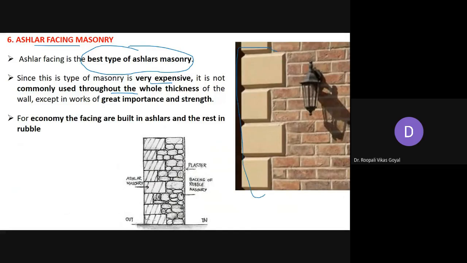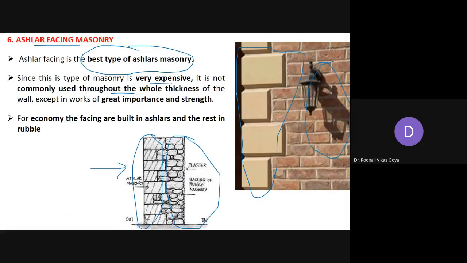So here in this figure, this is ashlar type of masonry, which is given to this facing, but inside it is of rubble kind of masonry. So inside may be of rubble kind of masonry, but the outside you can go with the ashlar facing. That's why it is called as the ashlar facing masonry.